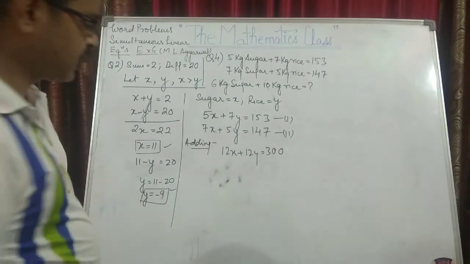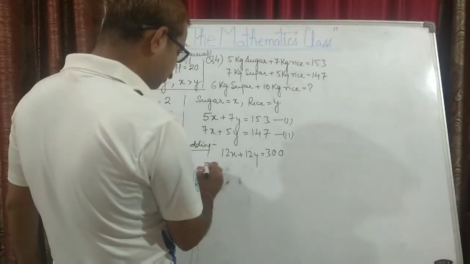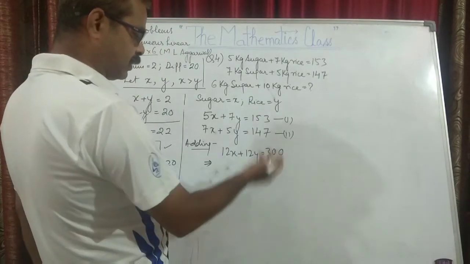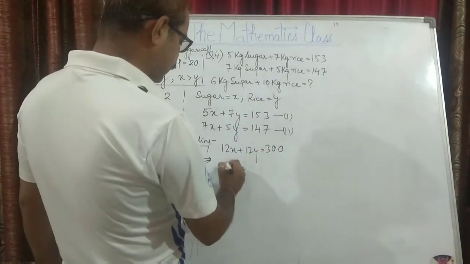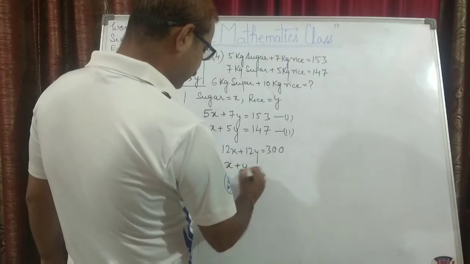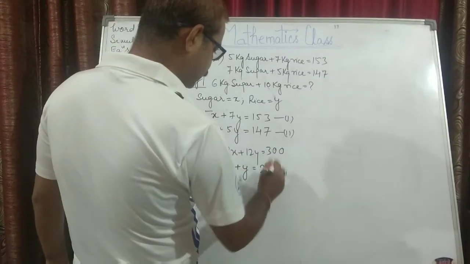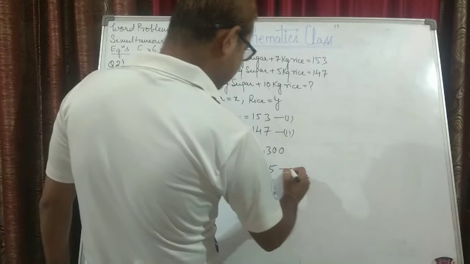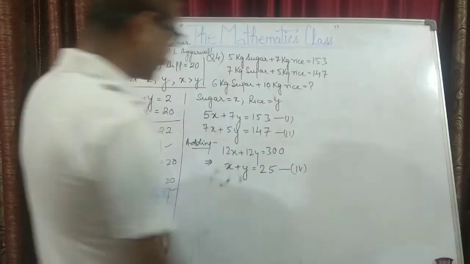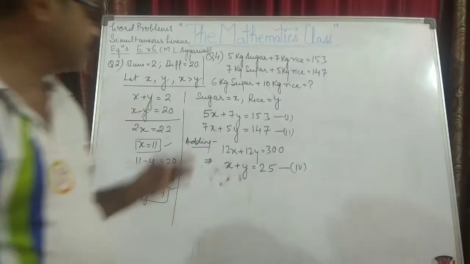Now when you have added, you got this. It means if you divide this whole equation by 12, or you take 12 common, so 12 to the 24, x plus y, 12 to the 24, 60, 12 5 is 60. You got equation number, let's say equation number 4. This is equation number 4.